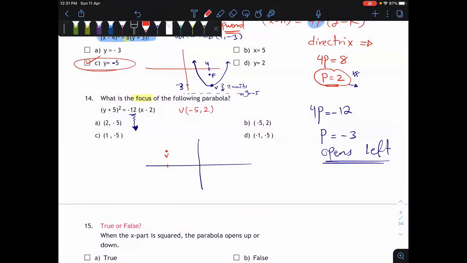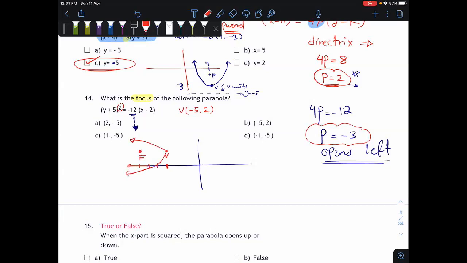And then from this point, we have to move up, down, right or left. We have to move to the left. Why, mister? Because the squaring is on the Y. So from this vertex, I'm gonna move 3 units to the left. Okay, with me, 1, 2, 3. And plot your point here, which is the focus. So we can easily now find the focus. The parabola will be like this.